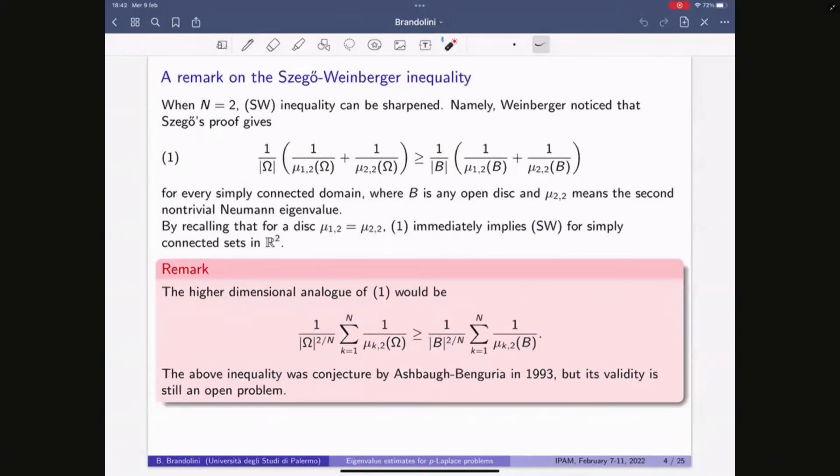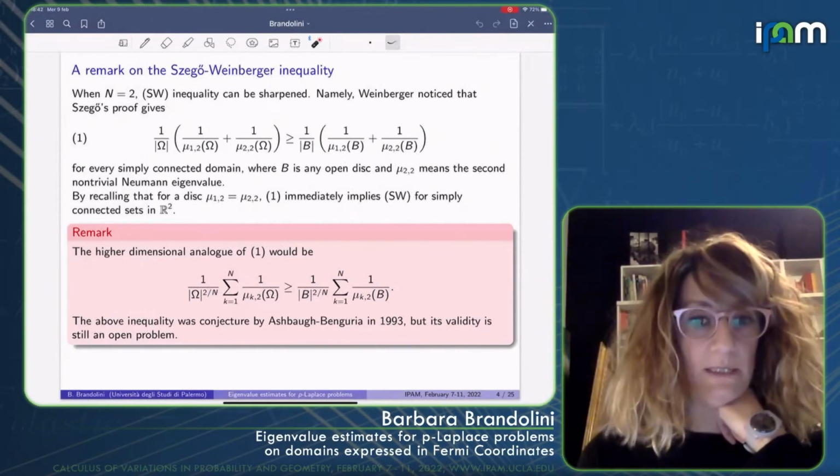If we look for the higher dimensional analog of this inequality, then we have to consider this inequality, which has been conjectured by Ashbaugh and Benguria in 1993, where we have the sum of the reciprocals of the first n non-trivial eigenvalues of the Neumann Laplacian. And Ashbaugh and Benguria conjecture that this sum is minimal on the ball having the same measure as omega. But as far as I know, this conjecture is still open.